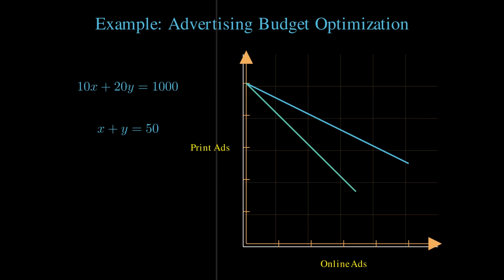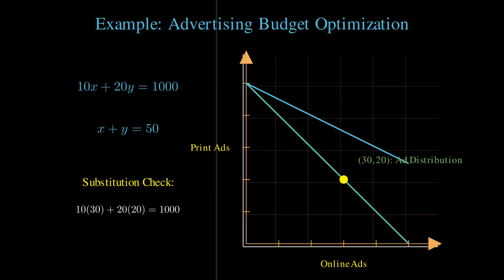On the right, a coordinate grid appears. Here we translate our equations to lines. The intersection reveals the optimal solution: 30 online ads and 20 print ads. Substituting these values back into our equations verifies our solution. This balance maximizes exposure within budget. By visualizing, we see algebra becomes not just numbers, but a strategic tool for smart decisions.